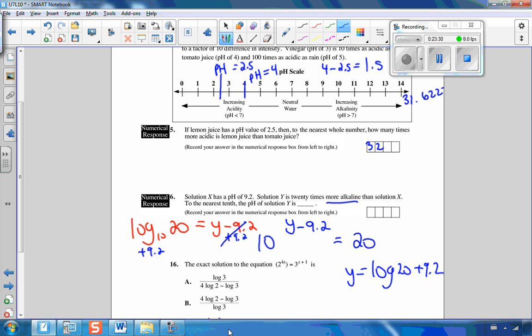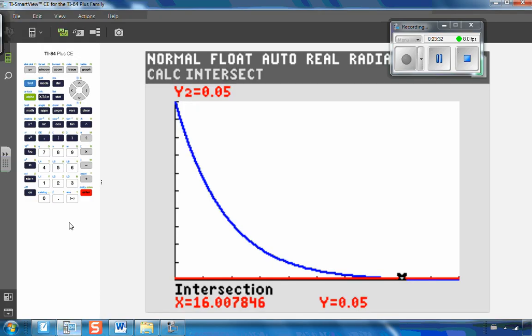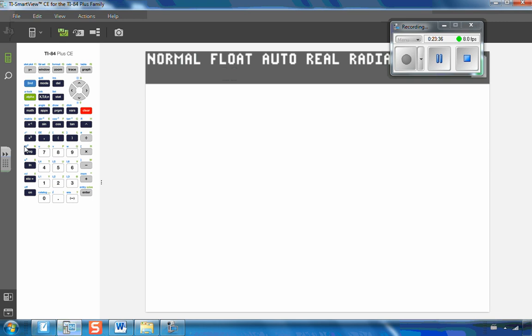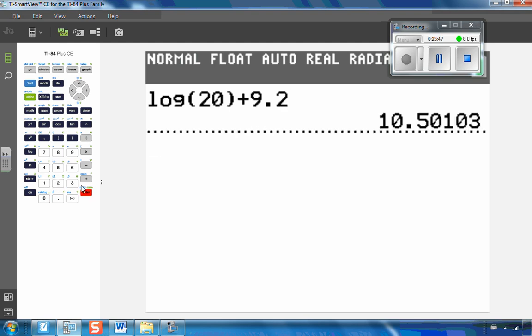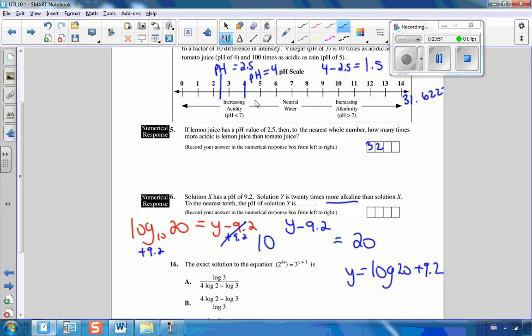And then I can just put this into my calculator. So log of 20 plus 9.2. I'm just going to go log of 20, make sure I close my brackets, plus 9.2. And I'm expecting to see a higher number than 9.2 because it's more alkaline. And there we go, I get 10.5. So I can put that back into my notes here. So this would be a pH value of 10.5.